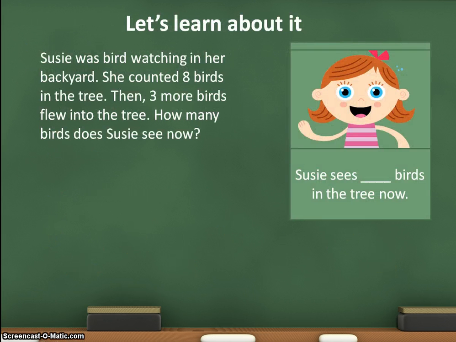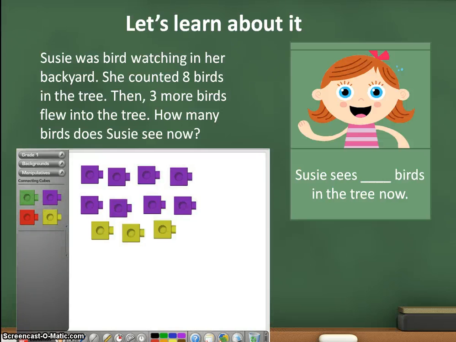Since we have completed our modules 1 and 2, we already have our sentence, restating the word problem, and our model showing the problem and change. Susie was birdwatching in her backyard. She counted 8 birds in the tree. Then 3 more birds flew into the tree. How many birds does Susie see now?